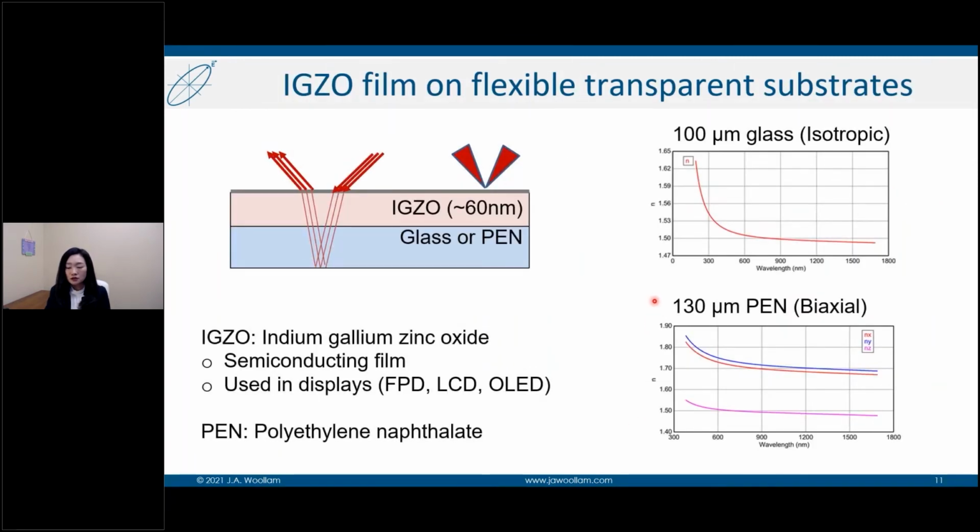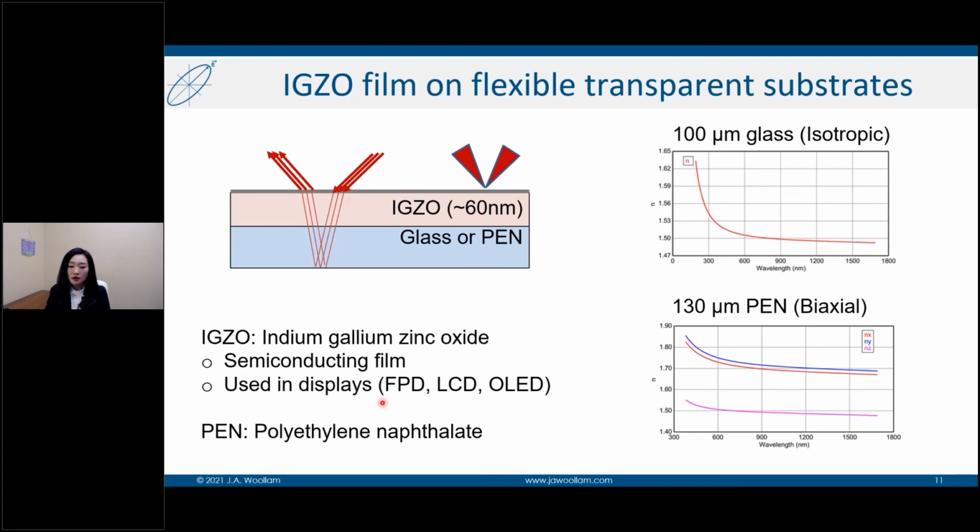For the rest of this talk, I will focus on a more traditional ellipsometry example, a thin film coated on a substrate. The flexible substrates were provided by Sean Garner of Corning, and the coatings were deposited by the group headed by Professor Mark Pollix of Binghamton University. The film that I'm going to show you is a 60 nanometer thick indium gallium zinc oxide, IGZO, a semiconducting film used in various displays.